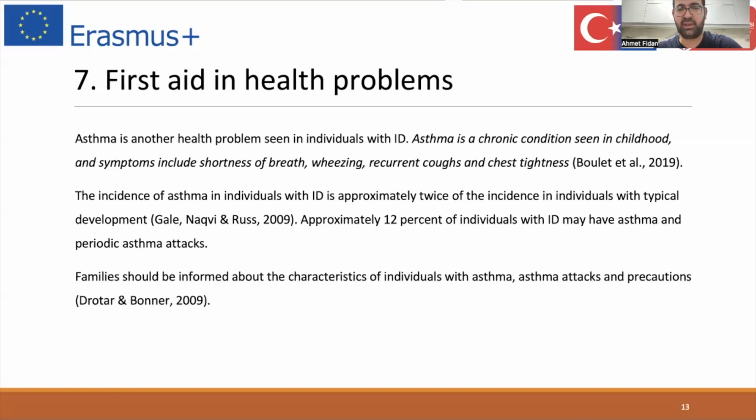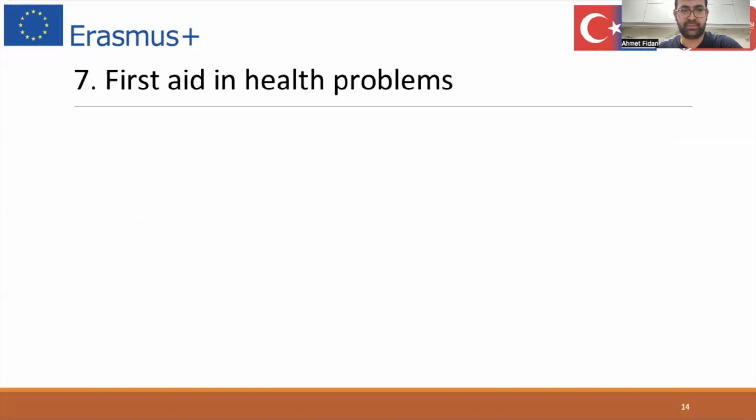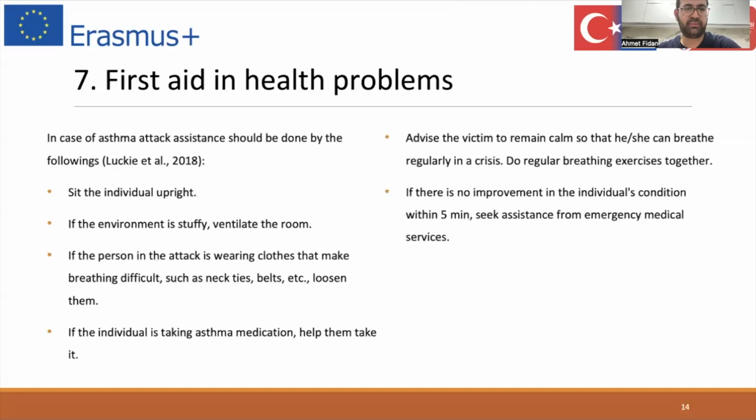Families should be informed about the characteristics of individuals with asthma attacks and precautions. In asthma attacks, individuals with intellectual disabilities may need emergency assistance. In case of asthma attack, assistance should be done by the following.